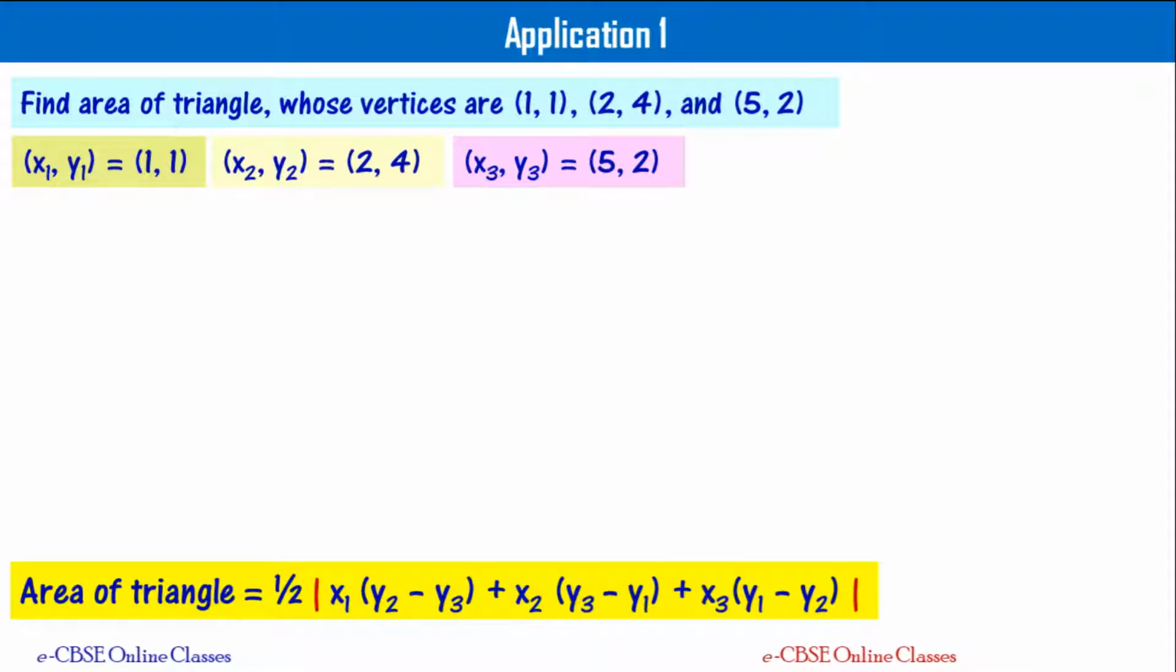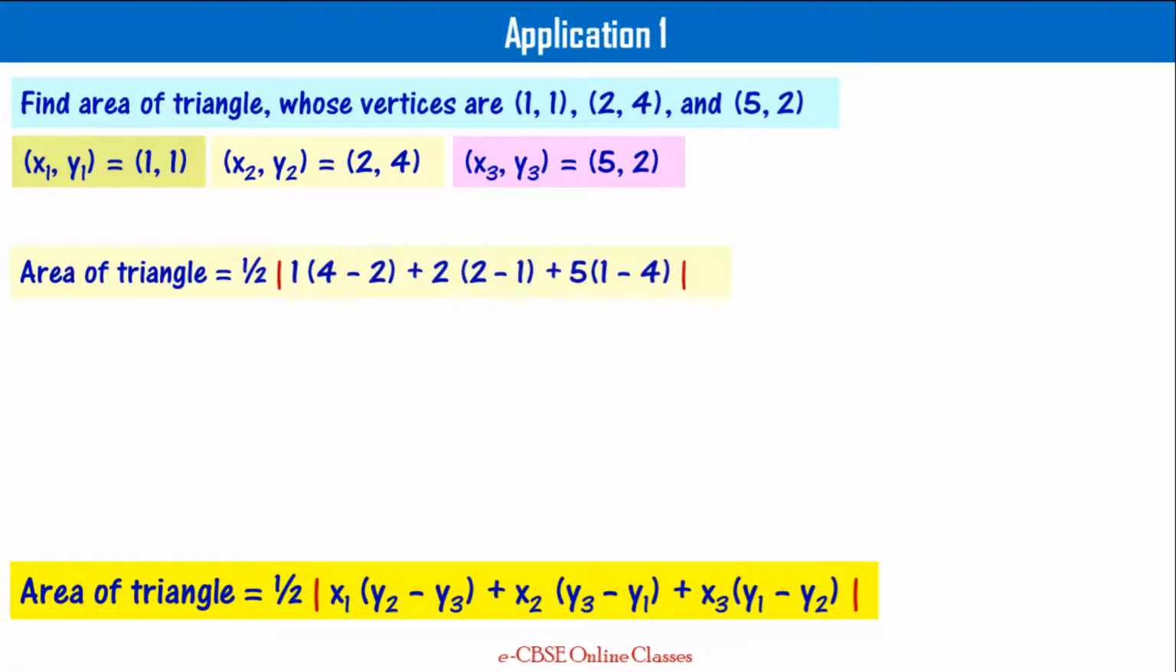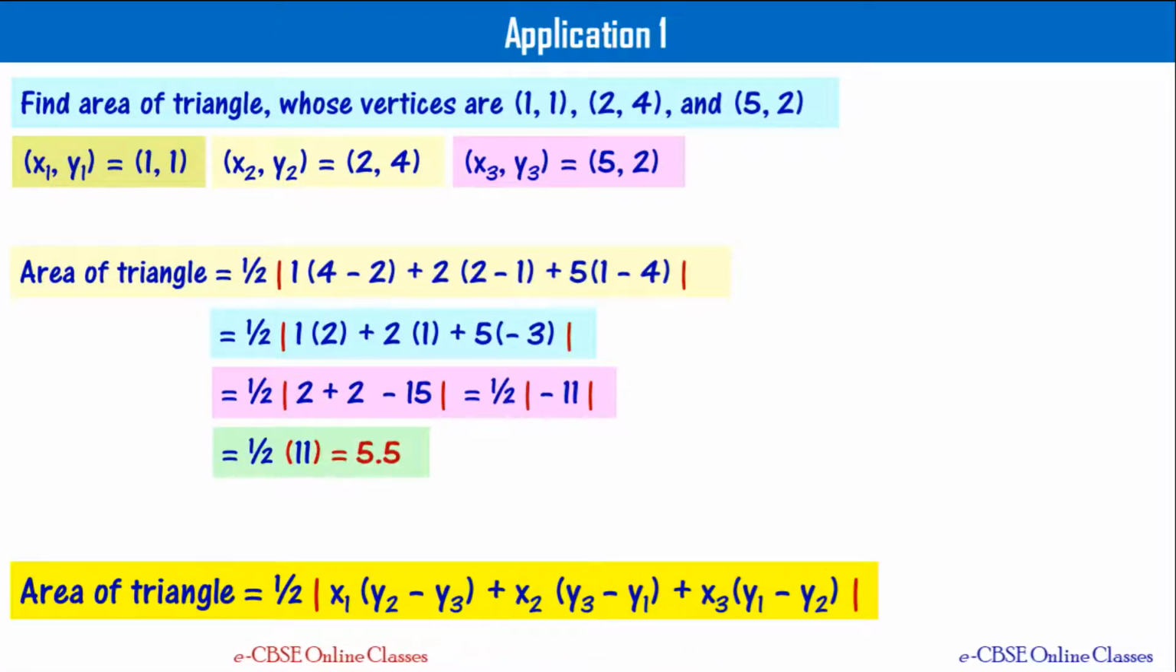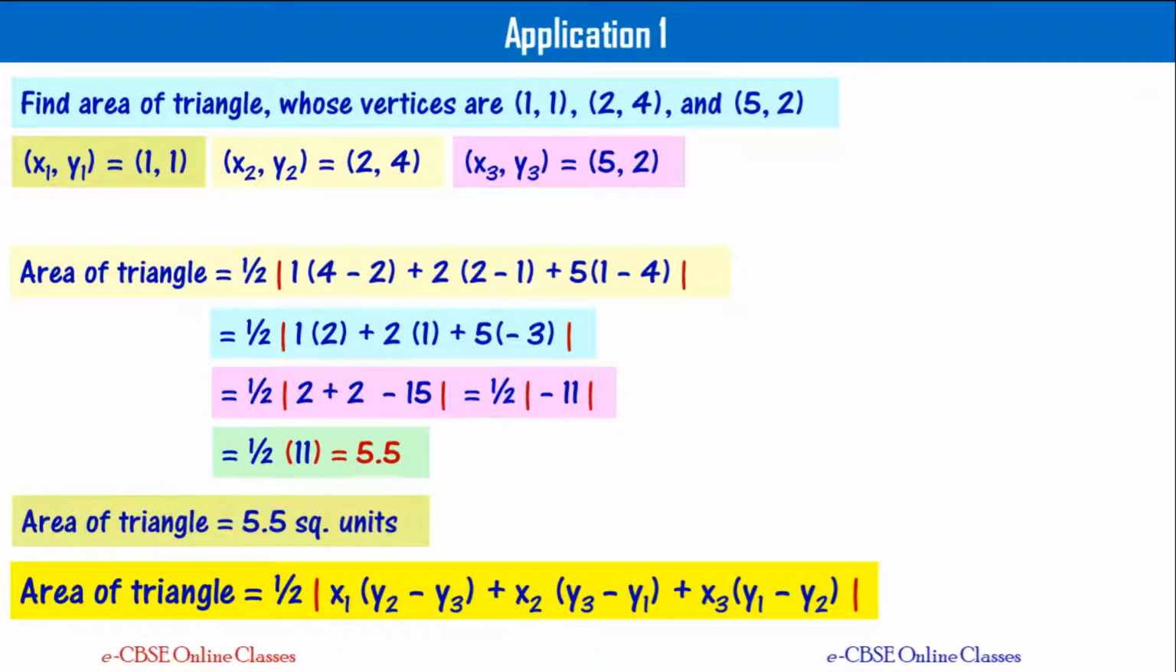Let's substitute these values into the formula given such that we get area of triangle equal to 5.5. Let me write the answer. Area of triangle equals 5.5 square units.